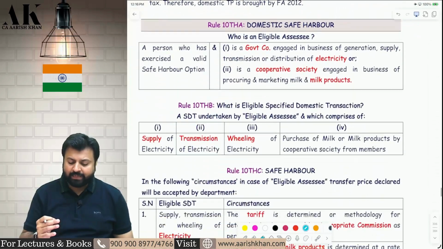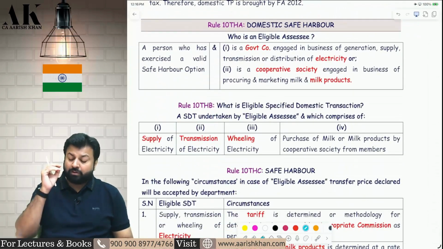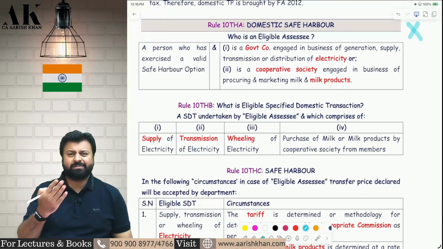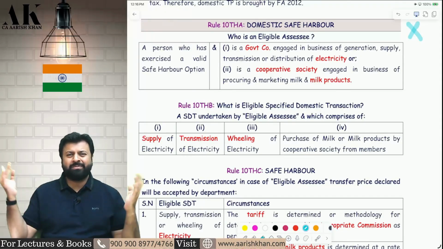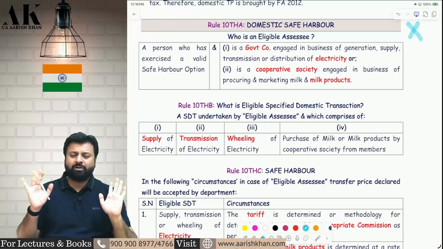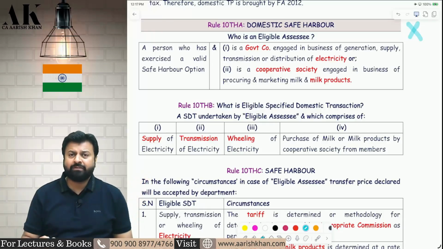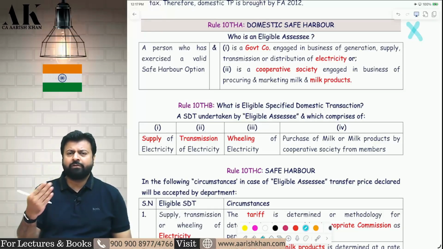Now, along with that, there is also some domestic safe harbor which is absolutely hopeless, not at all important for examination, but still we will see once. International safe harbor is very important. That is very big also. But domestic safe harbor, nobody is going to ask you. Sir, what is domestic safe harbor? Domestic safe harbor is applicable for two people. Again, it is optional. If you want to come, come. If you don't want to come, don't come.